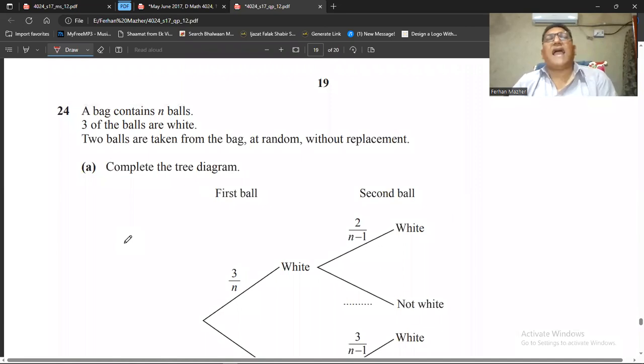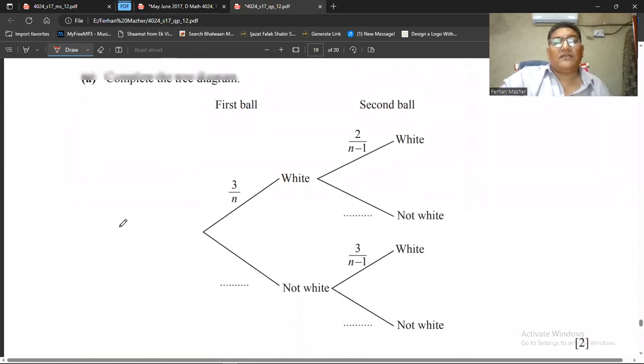Okay, we have a bag that contains n balls. 3 of the balls are white. 2 balls are taken from the bag at random without replacement. Complete the tree diagram.